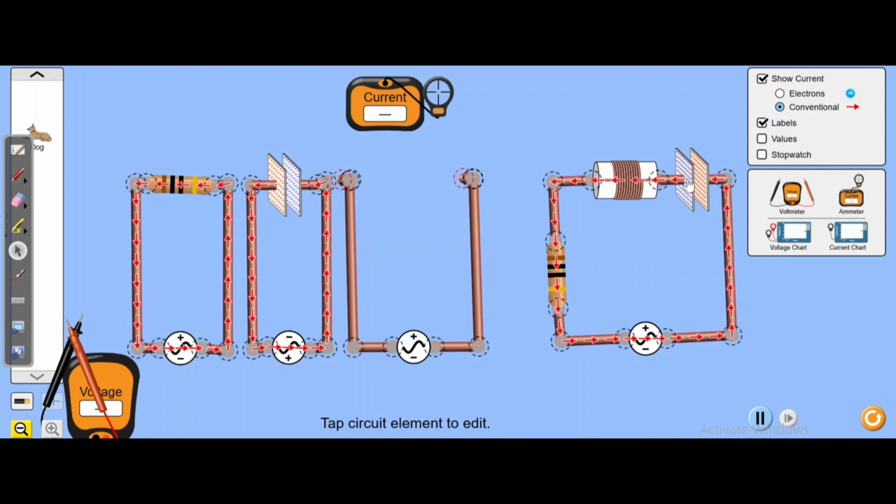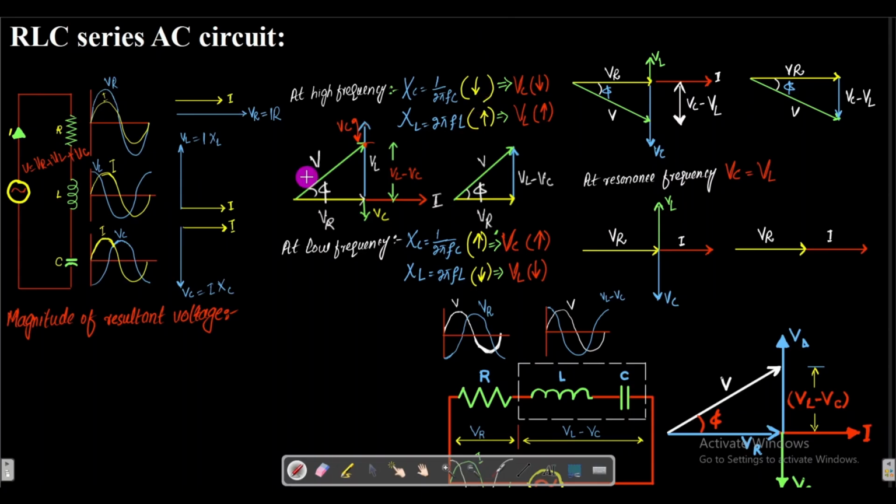So if we again add the voltage of these three, it will give us this. In this same lecture we will find the resultant voltage present in this circuit and the phase difference between the current I and the resultant voltage V. This is the same circuit diagram which I discussed in the previous simulation, and it consists of the resistor, the inductor, and the capacitor. These are the phasor diagrams for that.